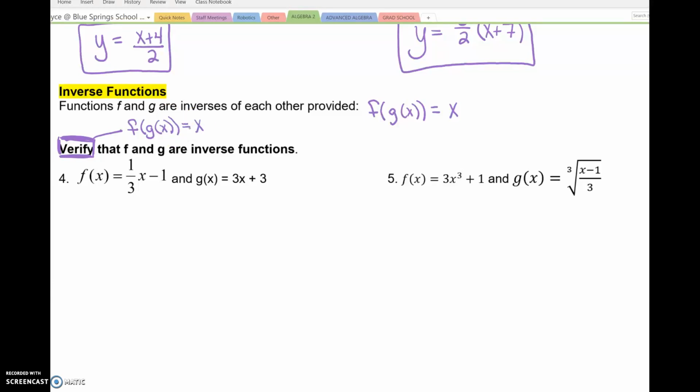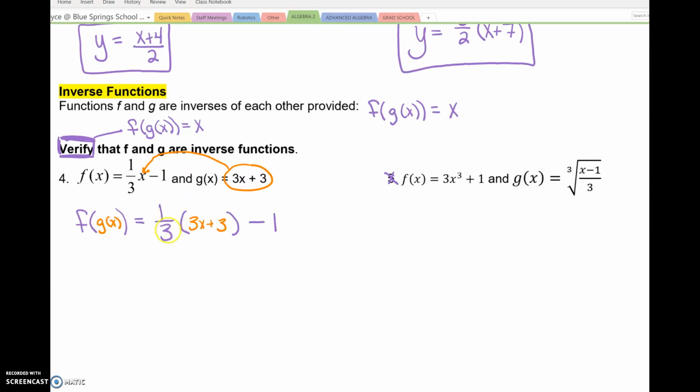So number 4, we're just going to do number 4. We're going to skip number 5. Verify that f and g are inverses. So we are going to do f of g of x. My f function is 1/3 times something minus 1. We are going to put the g function in place of that x. So the 3x plus 3 is going to go in those parentheses.